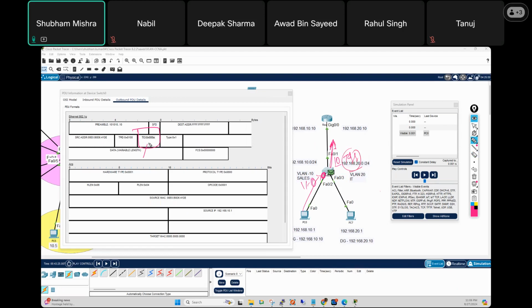So this is the tag. Guys, this is the VLAN number 10 tag, yes or no? Yes, because this packet belongs to VLAN number 10. This is the hexadecimal value, guys. But again, this is VLAN number 10. What is the value?